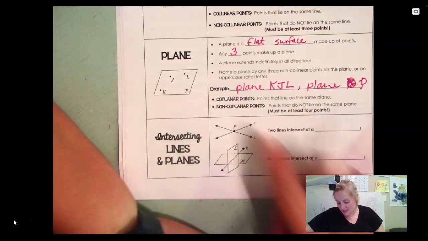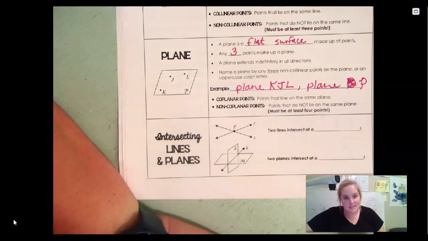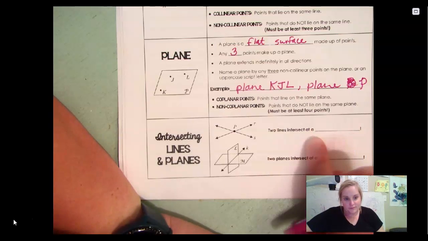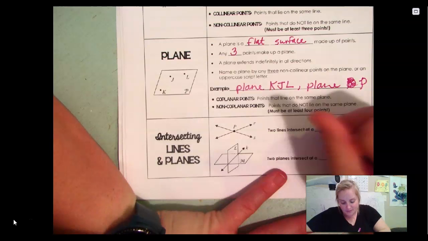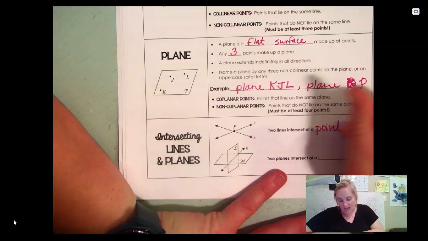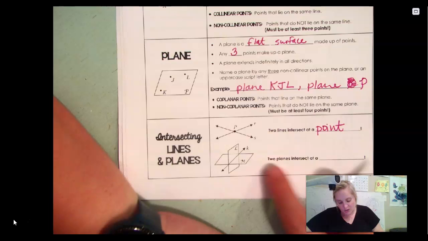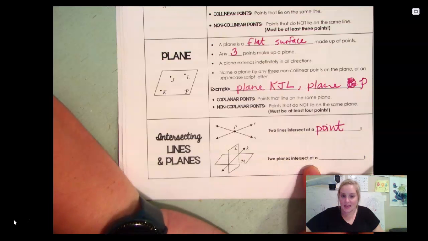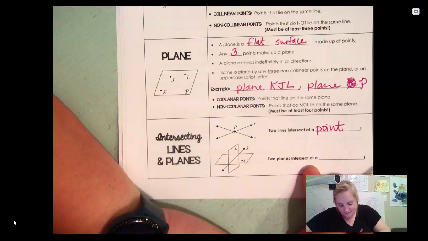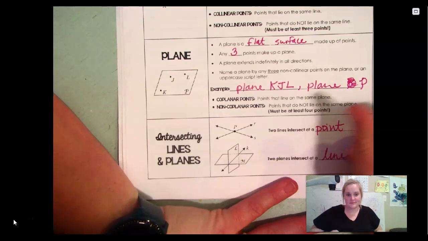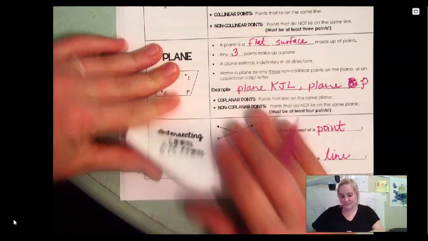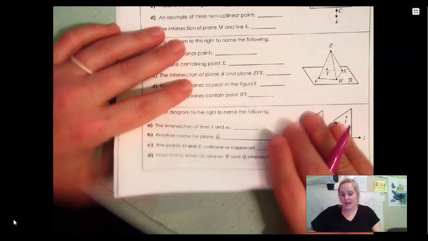It says intersecting lines and planes. Where 2 lines intersect at, what's that called? It is a point. They intersect at point P for this one. And then it says 2 planes intersect at a line. Good. Okay. All right. Now, we're going to actually practice doing some of this on this page.